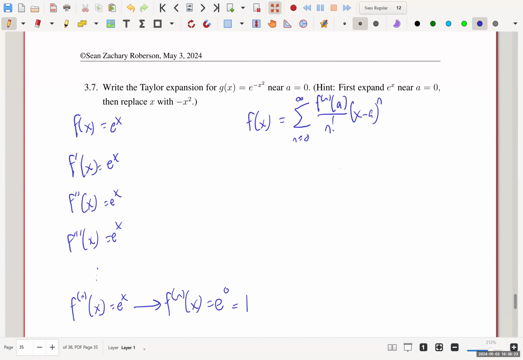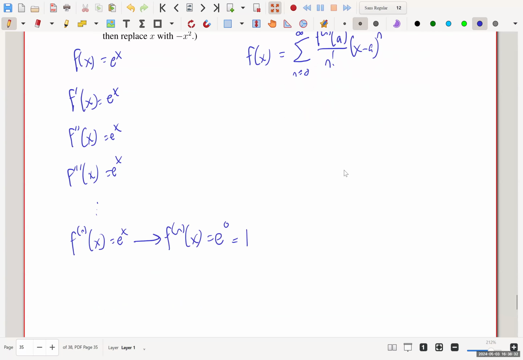I have part of my Taylor coefficients. Now, I got to scale it by n factorial. So I take that nth derivative there, divide both sides of that relationship by n factorial. And folks, you just built my favorite Taylor expansion. So e to the x can be written as this infinite sum: 1 over n factorial times x to the n.